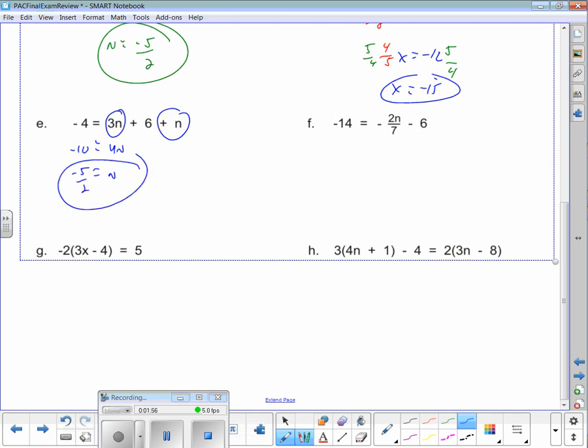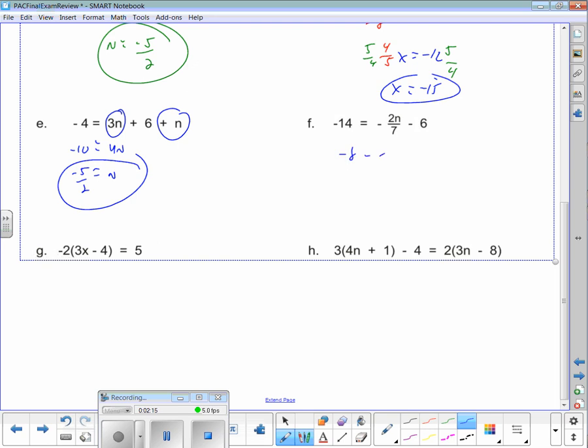How many got that one correct? Again, if not, you've got to take a look and see where you went wrong. So 1n and 3n is 4n. Move the 6 by adding a -6 to both sides. Move the 4 by dividing both sides by 4. Reduce your final product.